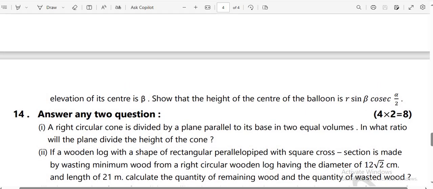Question 2. A wooden log in the shape of a right square prism with a square cross section is made by wasting minimum wood from a right circular wooden log having a diameter of 12 root 2 m and length of 21 m. Calculate the quantity of remaining wood and the quantity of waste wood.